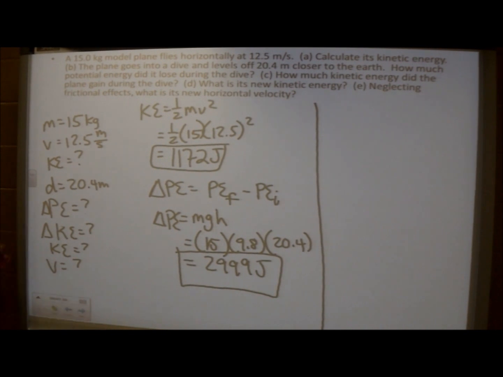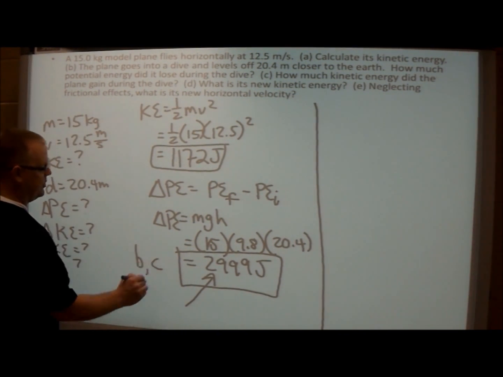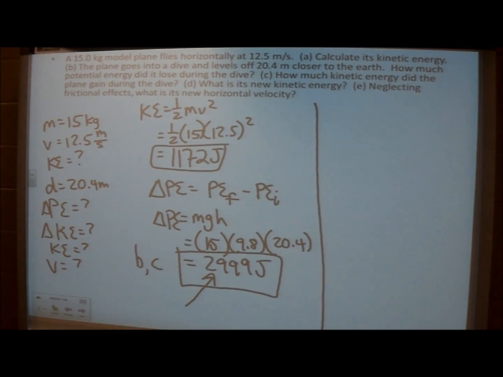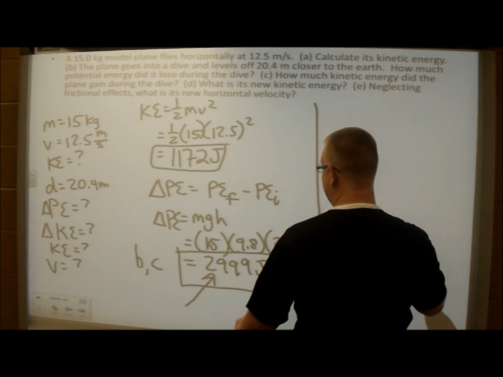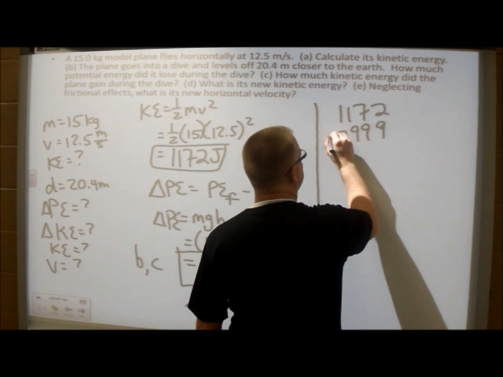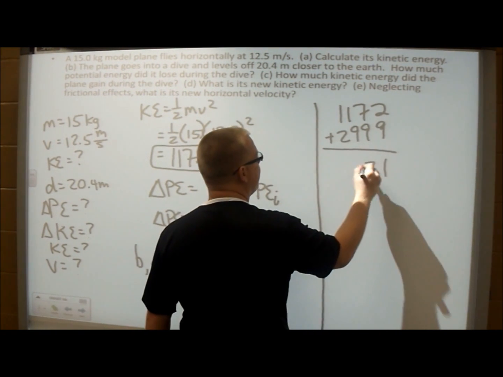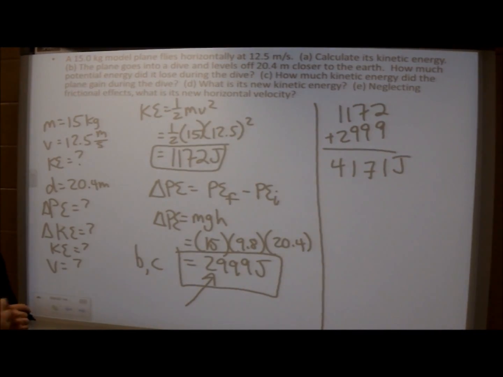C says, how much kinetic energy did the plane gain during the dive? Well, if you lose potential energy, you're going to gain it in kinetic energy. So it's going to be the same answer right here. That's going to be for B, and it's going to be for C. What is the new kinetic energy? Well, if the initial kinetic energy was 1172 and it gained 2,999, let's just add them together. 4171.